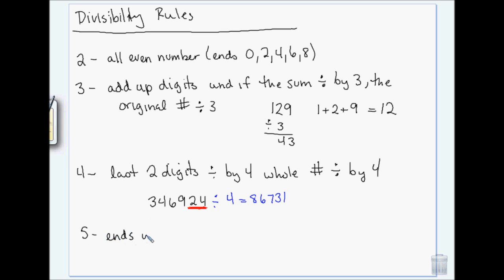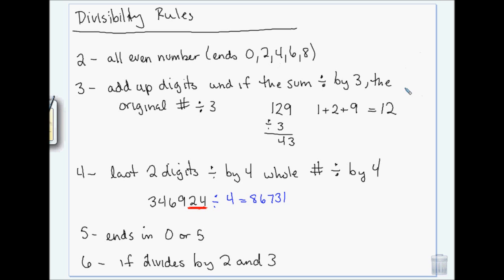For 5, if it ends in a 0 or 5, it will divide by 5. For 6, the rule is if it'll divide by 2 and 3. Okay, so you check both of these rules. You see if it's even, and then you see if the digits add up to something that divides by 3. So if it fits both of these rules, it'll divide by 6. It has to be both, because 6 is 2 times 3, right? So it has to be that it divides by both 2 and 3.